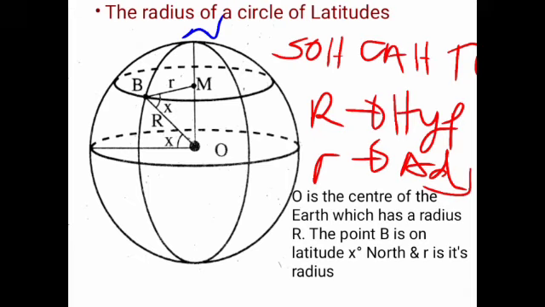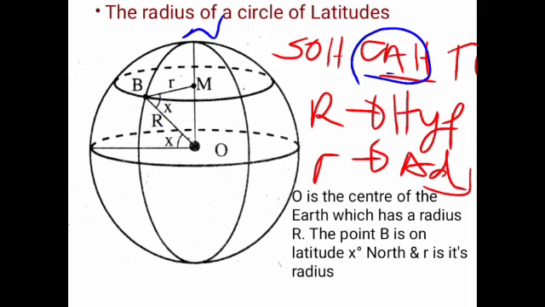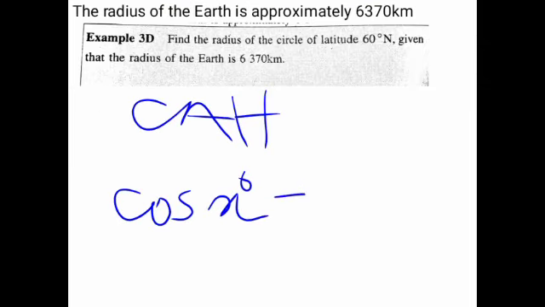Therefore, we can say, allow me to do it from here, we're going to say CAH, that means cos x degrees, which is our angle, this one here, is equal to, what is our ratio?